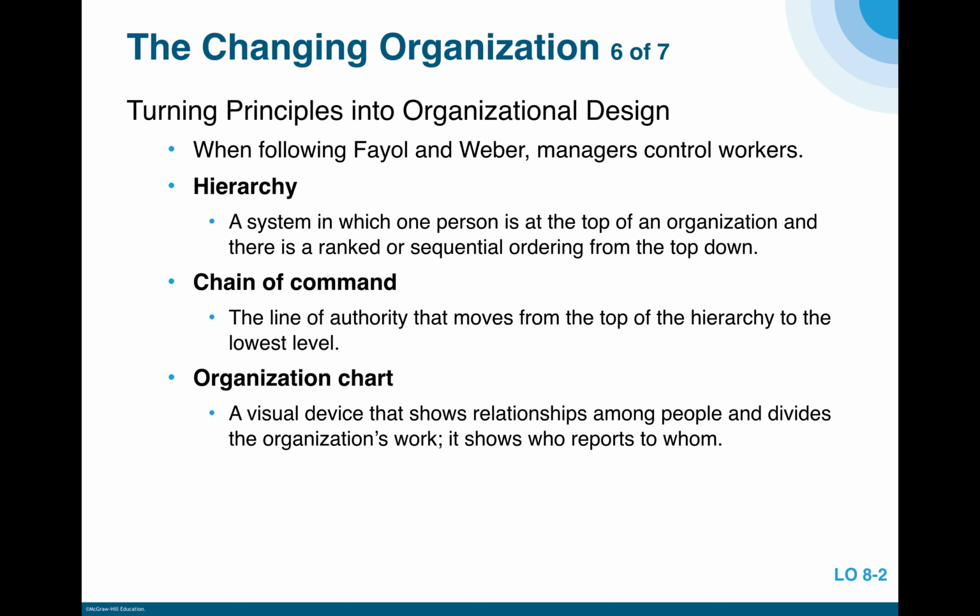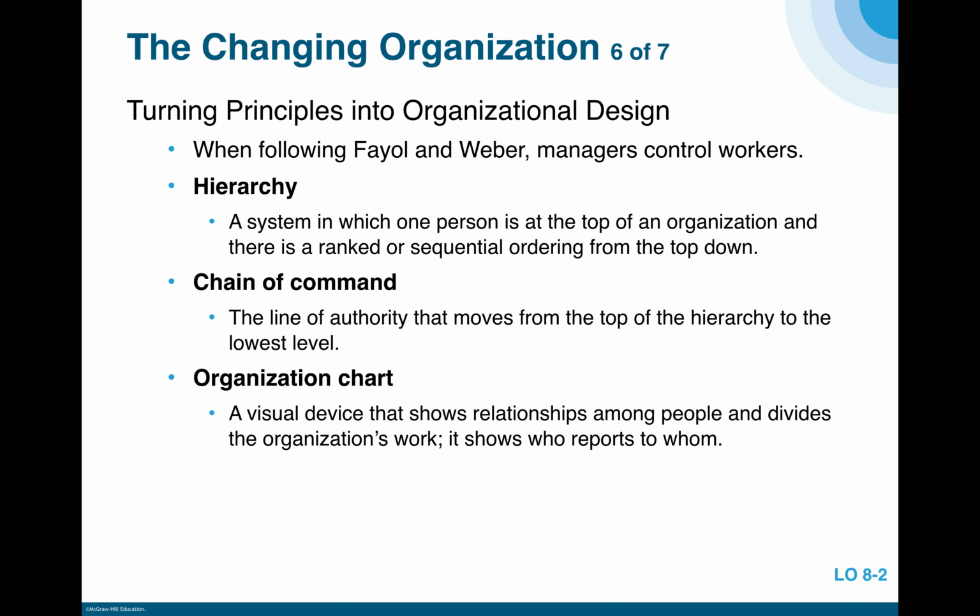So when it comes down to it, a hierarchy is just a system in which a person is at the top of the organization and there is a ranked or sequential ordering from top to down. I'm sure you've probably heard of Maslow's hierarchy of needs, like in a psychology course, following the same kind of thing. Chain of command: how do things get organized in your organization, the line of authority that moves from the top to bottom.